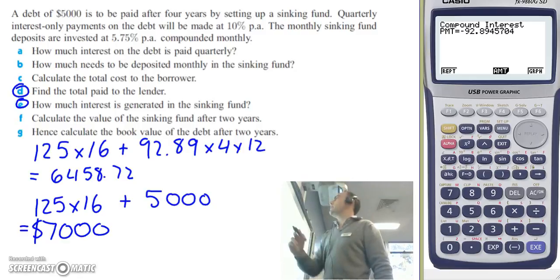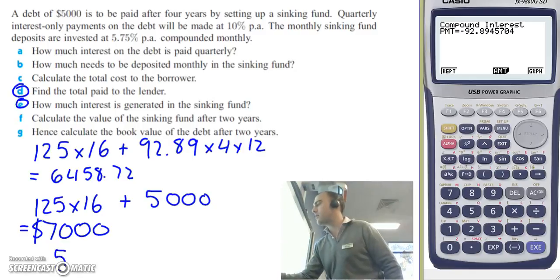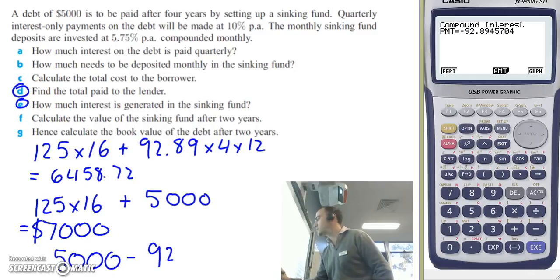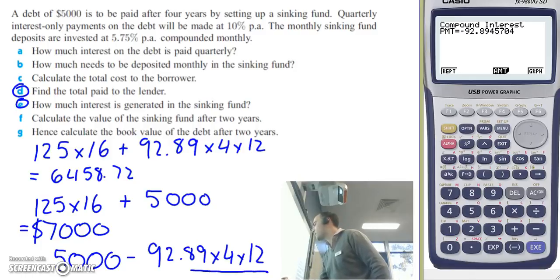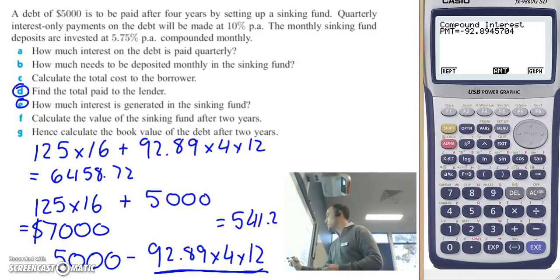Part E, how much interest is generated in the sinking fund? Well, we know that we had $5,000, and I'm going to take away the $92.89 that I paid back for 4 years. So these are my repayments that I've made, and any extra would be the interest that I've earned. So I pop that into my calculator and I find that that is $541.28.